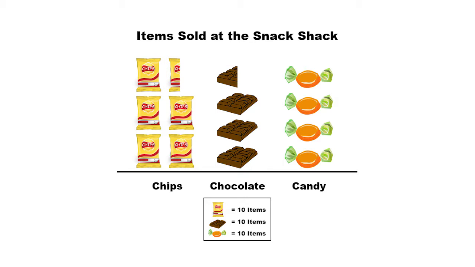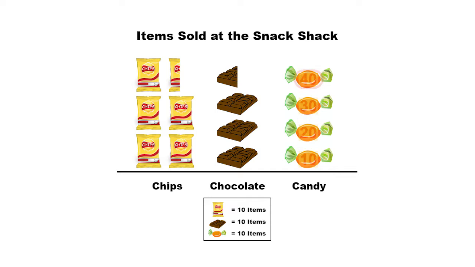So how many total items were sold at the snack shack? How many chips were sold? If each bag represents 10, then it looks like 10, 20, 30, 40, 50 plus 5 equals 55 bags of chips. How many chocolate items? If each candy bar represents 10, then there were 10, 20, 30, and half of 10, or 5, which equals 35 chocolate items. How many candy items? This one is easy. 10, 20, 30, 40 pieces of candy.